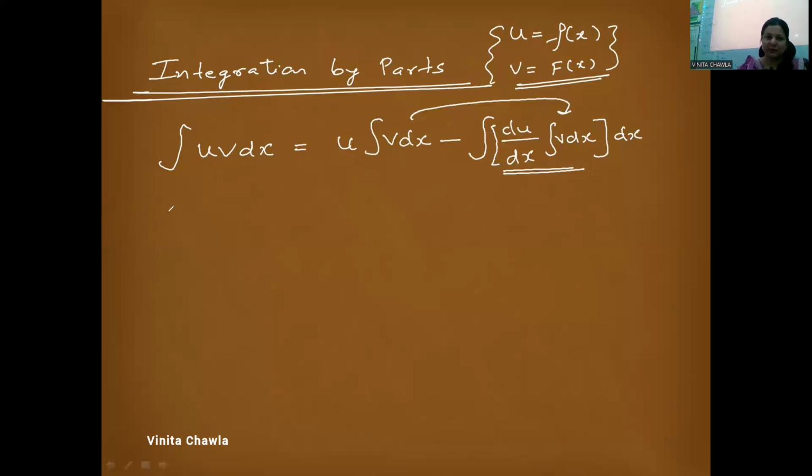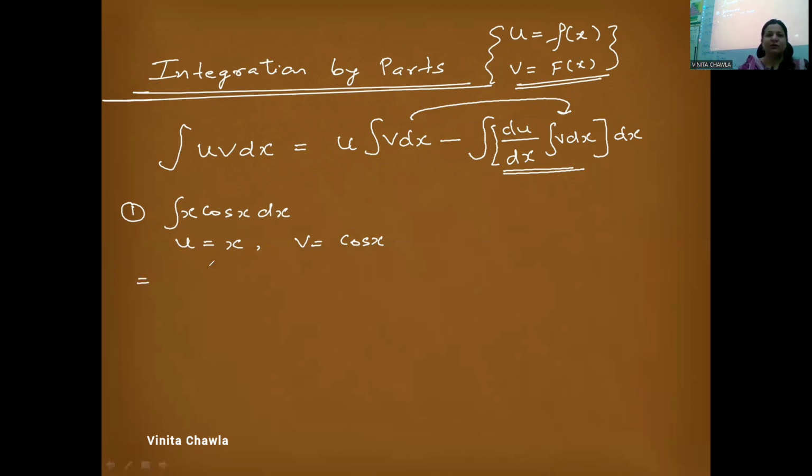Suppose we have something like, let's take an example. Now we're going to evaluate ∫x cos x dx. So what is u here? u is x and v is cos x. It depends on you only. You decide which you want to take as u or v. It's your decision, because a times b is b times a, they are commutative. It doesn't matter.